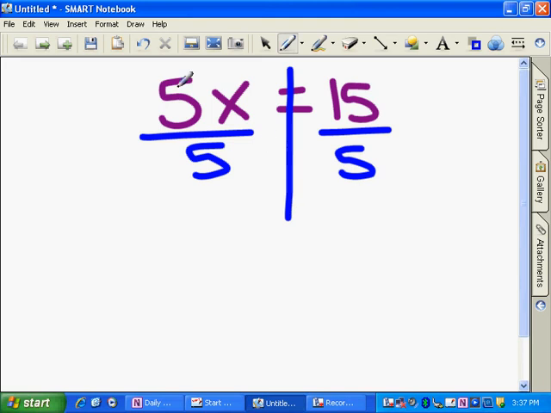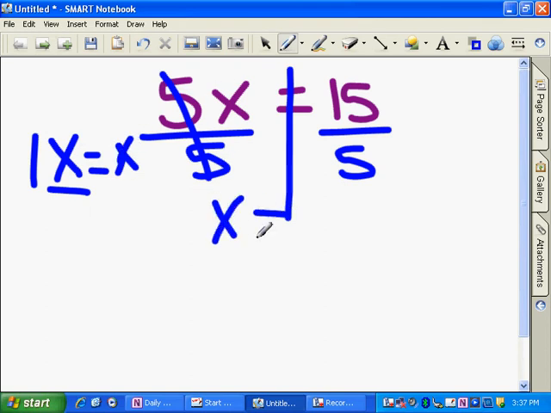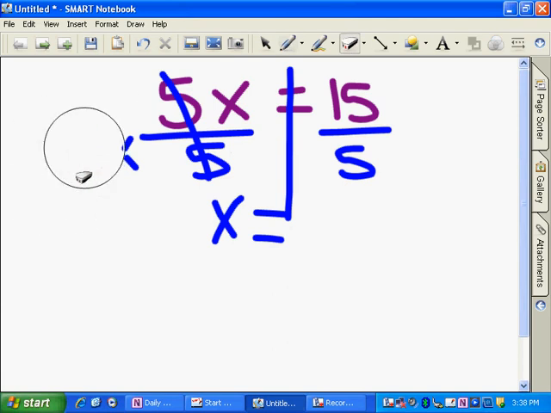When I do that, the 5's over here cancel out, leaving me with x is equal to 15 divided by 5. The reason this cancels out is because 5 divided by 5 is equal to 1, so really this is like 1x. And anytime you multiply 1 by anything, that is equal to the anything. So 1x is equal to x. That's why I'm allowed to cancel this all out and just write x down here at the bottom.